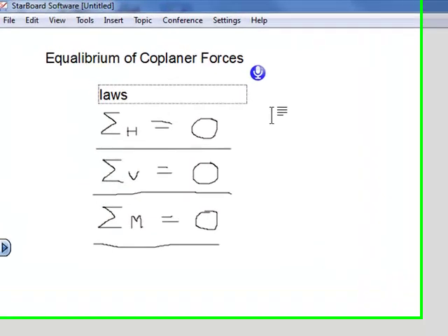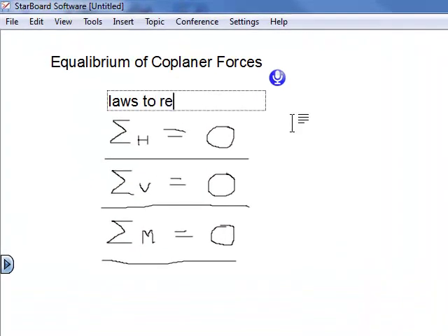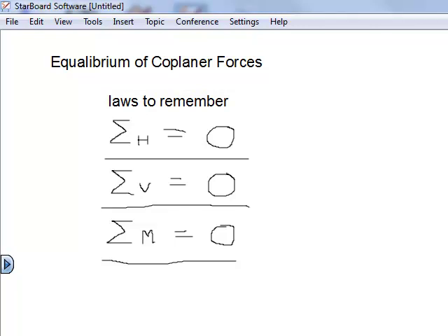Like I'm typing here, these are the laws to remember. Sum of the horizontal forces equals 0, the sum of the vertical forces equals 0, and the sum of the moments equals 0. That's on page 44. So when you're working these problems, determinations of reactions in 3.9, you'll need to remember that. Of course, you need to read through all of that.